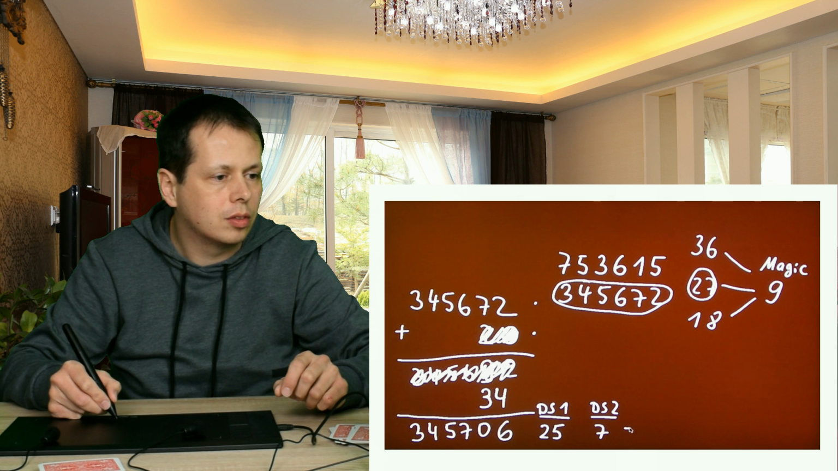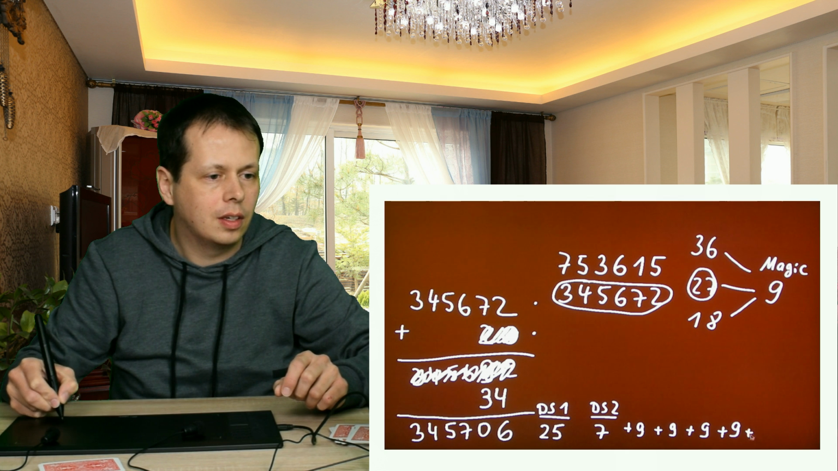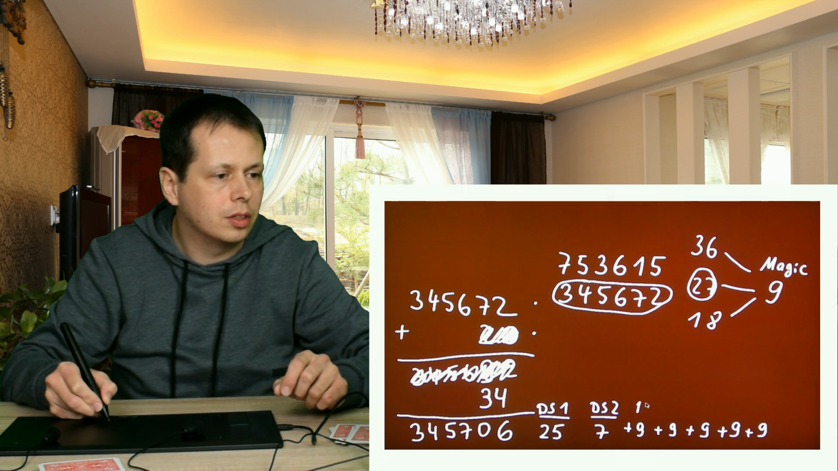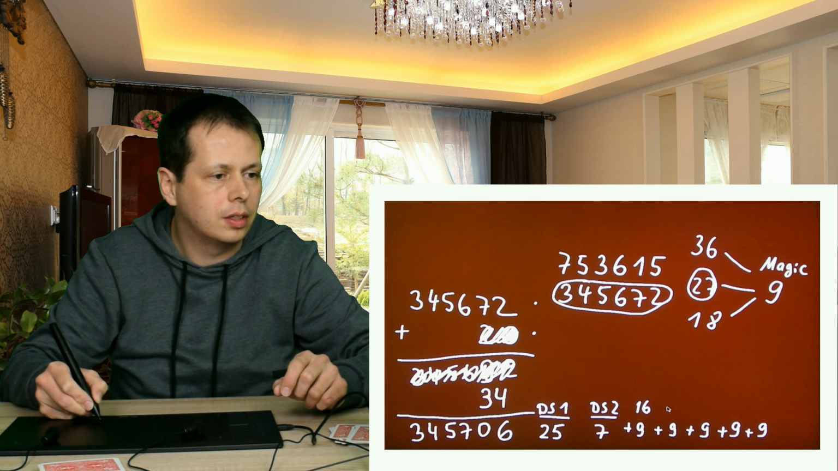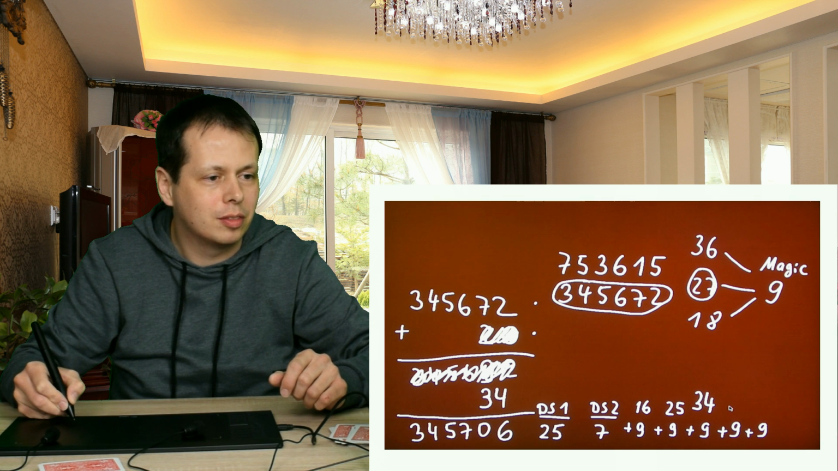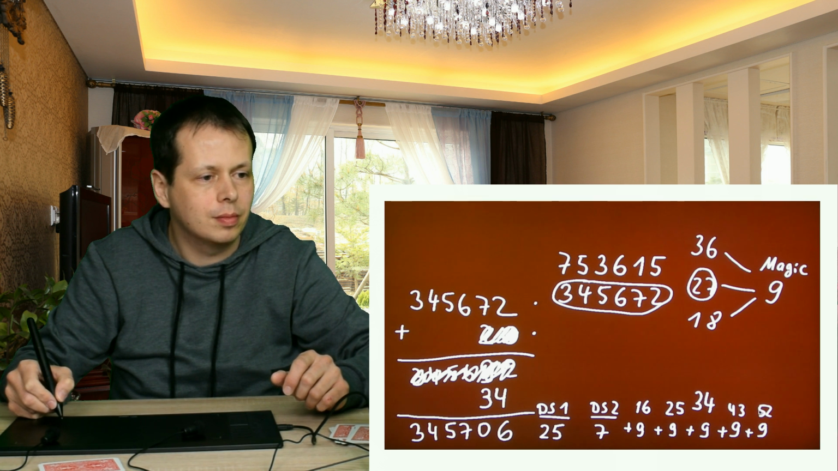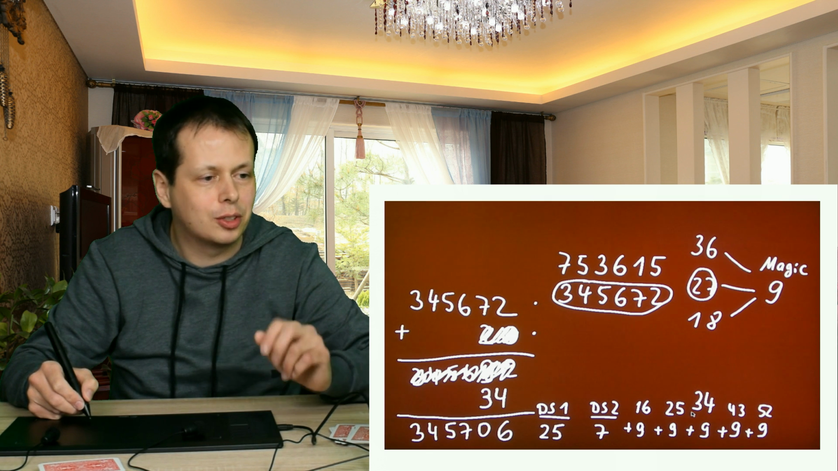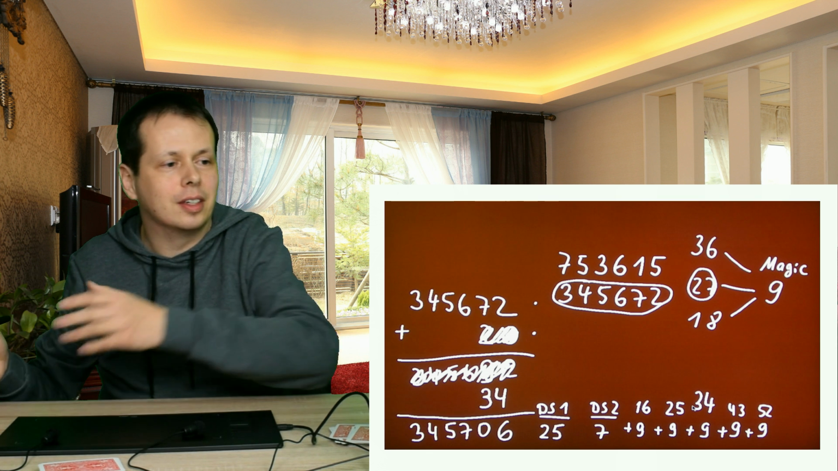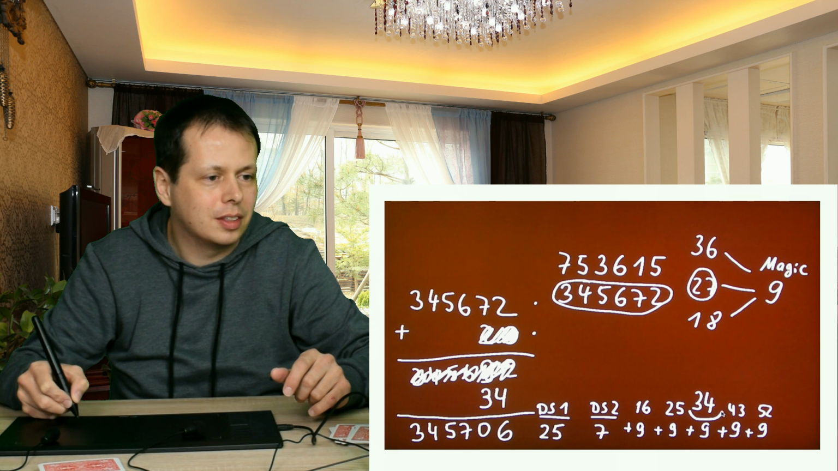And now we add the magic 9. And we have here 16, 7 plus 9, 25, and you noticed already 34, and 43, and 52. And one of these is the age. And so if you guess correctly with 9 years delta, you have the 34.